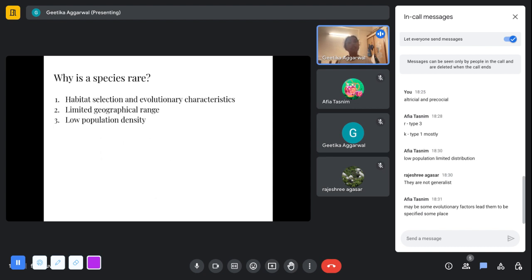And as you said, there is a limited geographical range, there is a low population density. So all of these factors lead to a species being rare, which basically just means that the population sizes are small, and they are not found everywhere in the world. They are limited to certain specific areas. They would mostly be endemics to certain areas, and if they're lost from that area, they're lost forever.